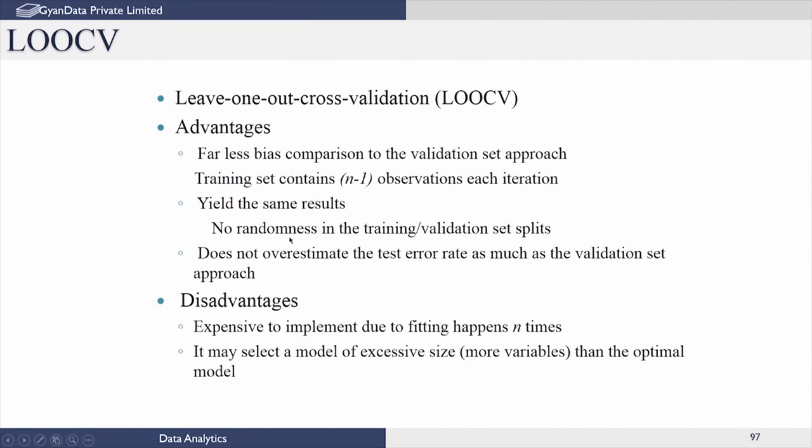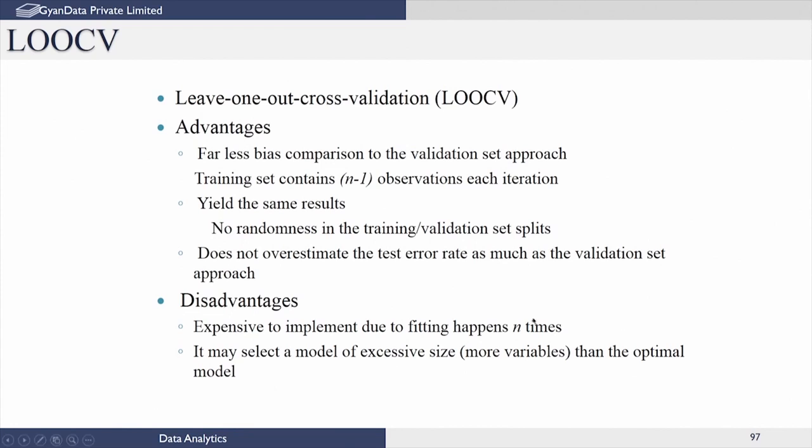when we can show that it does not overestimate the test error rate as much as the validation set approach. It is comparatively expensive to implement because you are building the model n times, one for each sample being left out, and you have to repeat this for all choices of the model parameter.